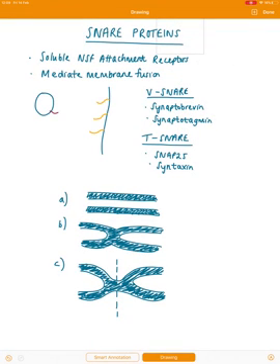Welcome to this quick tutorial on what SNARE proteins are and how they function. SNARE proteins are soluble NSF attachment receptors which consist of 100 to 300 amino acids. The main role of SNARE proteins is to mediate membrane fusion events.